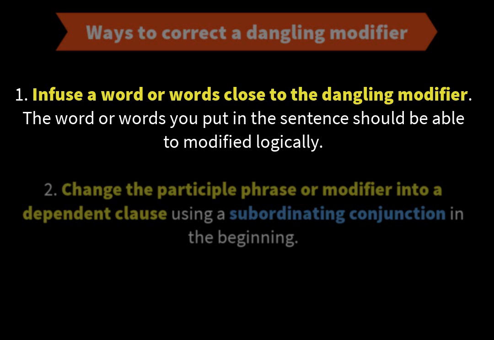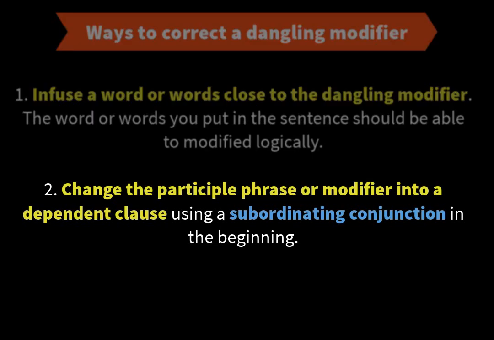that it can possibly modify. All right. So in most of the cases, a sentence that has a dangling modifier will be a complex sentence starting with a present participle phrase, right? So just after the modifier, you have to use a word that can be modified by the modifier, that it can possibly modify. All right. This is the first way to do it.